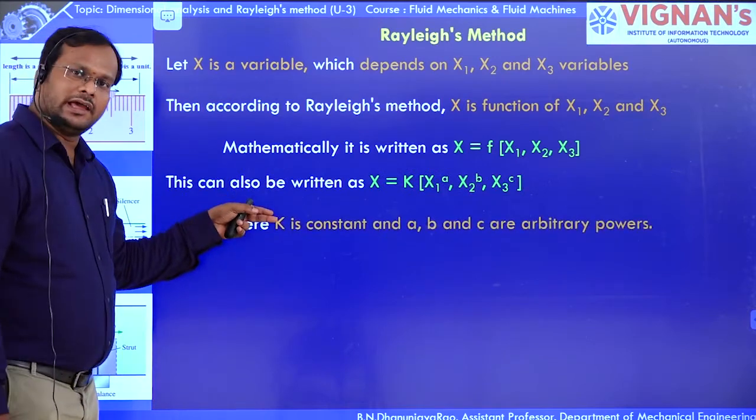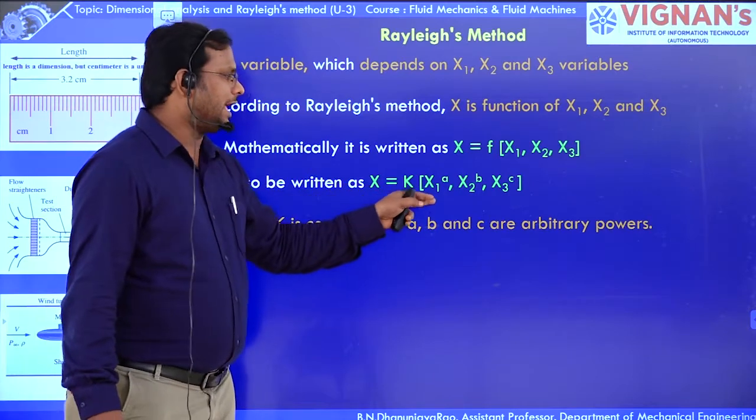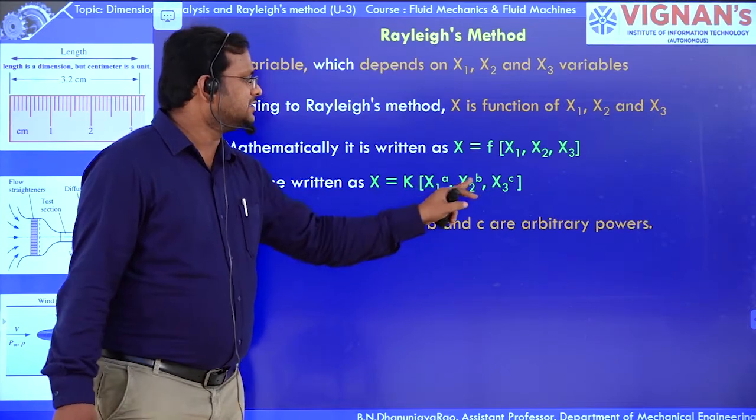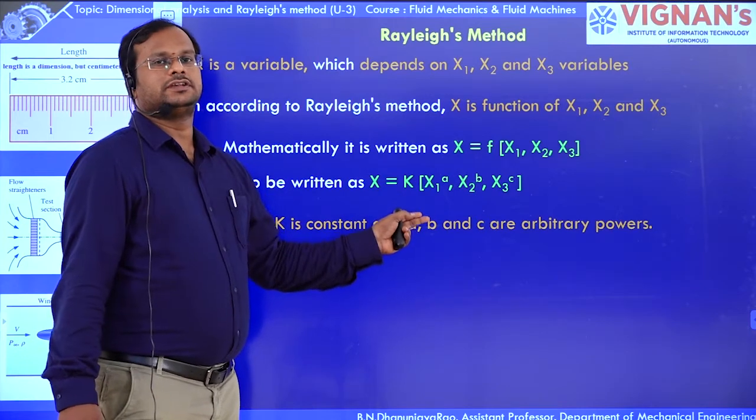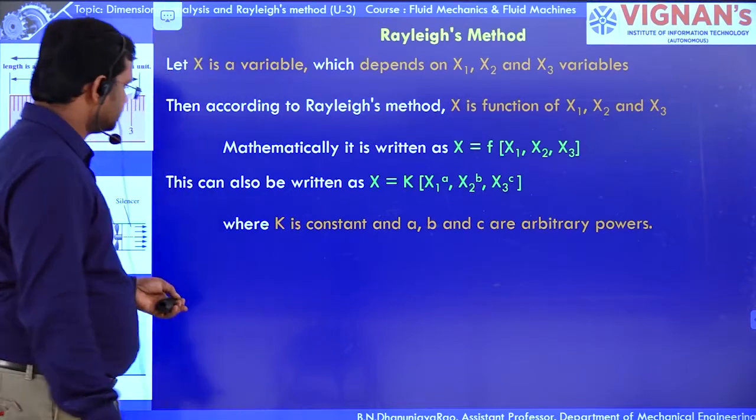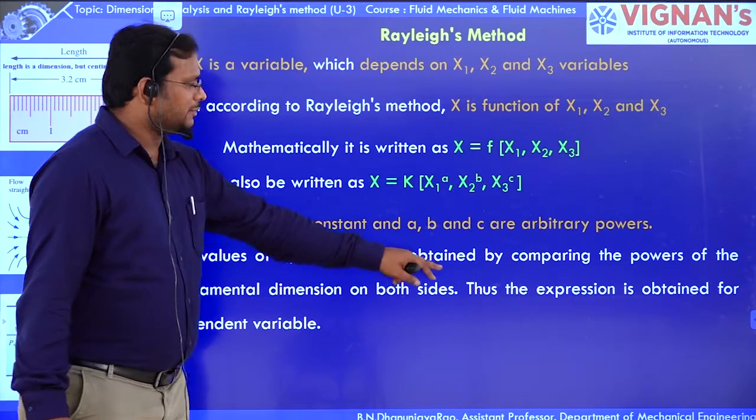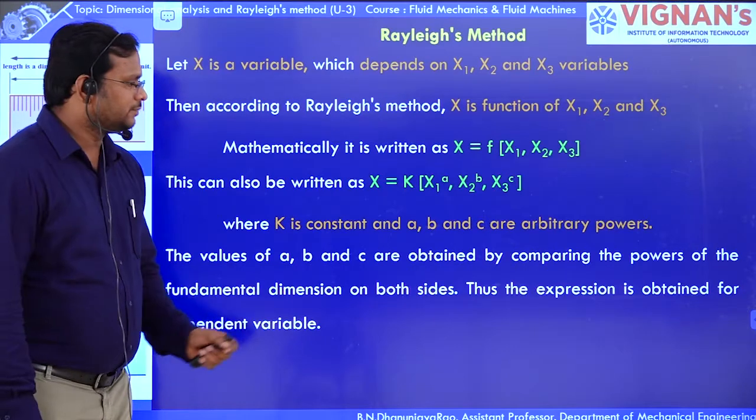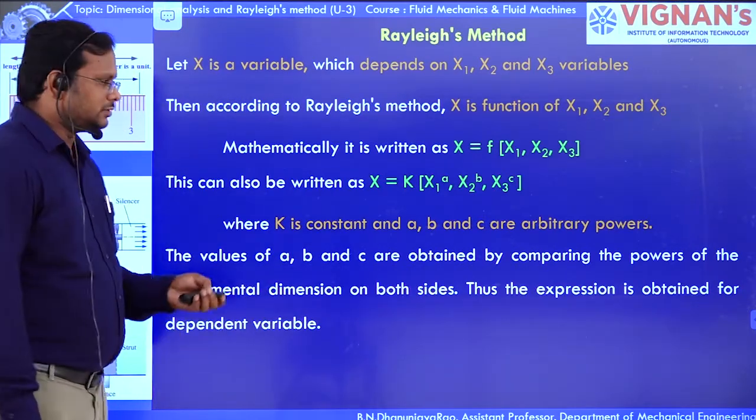This can also be written as x is equal to k times x1 power a, x2 power b, x3 power c. a, b, c are the arbitrary powers of the particular physical quantity or dimension. K is a constant. The values of a, b, c are obtained by comparing the powers of fundamental dimensions on both sides. Thus, the expression is obtained from the dependent variables.